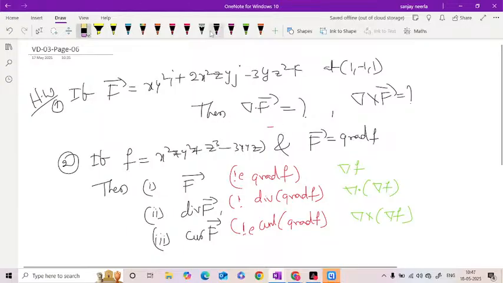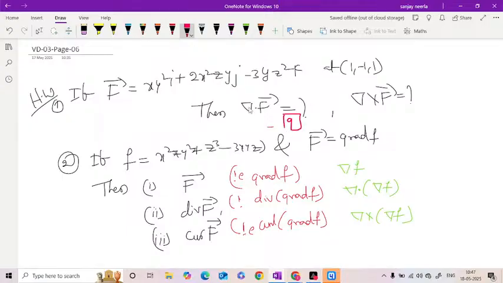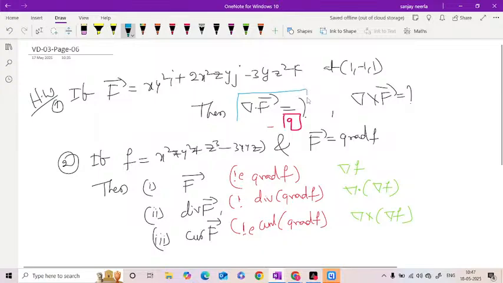The scalar value here, 9, is the value, because del is the del operator and here f is the vector point function. So for a vector point function, the dot product of these two vectors must be a scalar. Yes sir, 9.